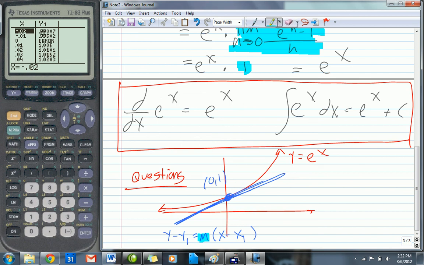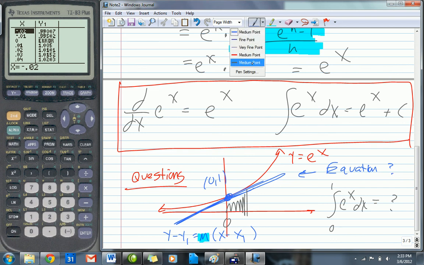Question number 2. What is the area from 0 to 1 under the function? In other words, what's the value of the definite integral from 0 to 1 of e to the x dx? So in question number 1, we're going to find the equation of the tangent line, and in question number 2, we're going to find the area from 0 to 1 underneath the function y equals e to the x, noted by this definite integral.